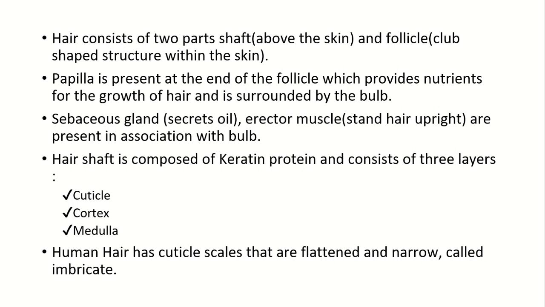So these are the three layers of hair: cuticle, cortex and medulla. Human hair has cuticle scales which are flattened and narrow. These cuticle scales are known as imbricate type.